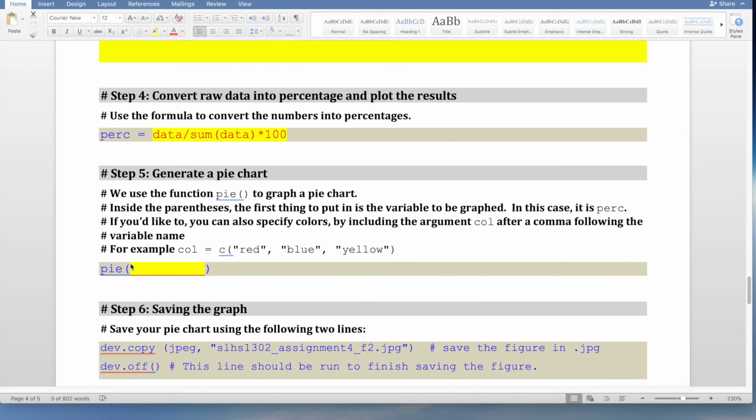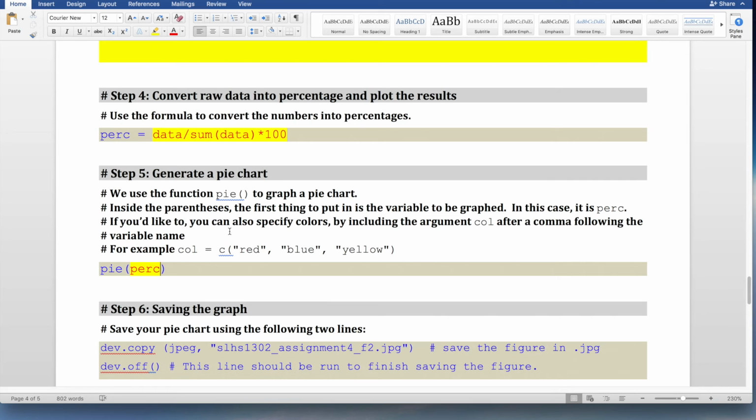All right, and so then if we go back to the Word document, we're going to see for step 5, we want to generate a pie chart. So it's saying we're going to use the function pie to graph this pie chart. Inside the parentheses, the first thing we're going to want to do is put the variable that we're graphing. So we're wanting to graph the percentages of the data variable. So we are going to type in percent. And so this is what we will be graphing.